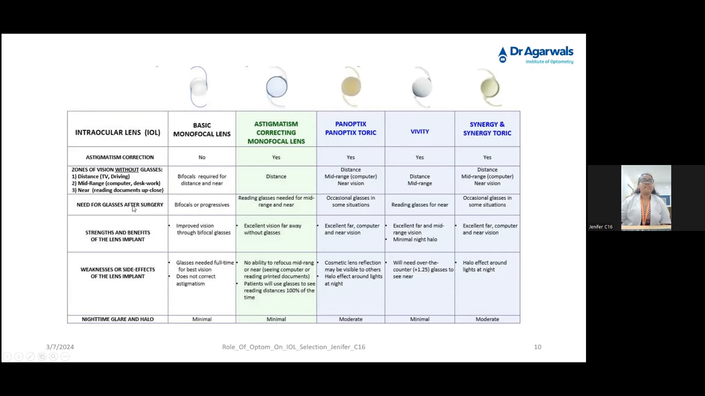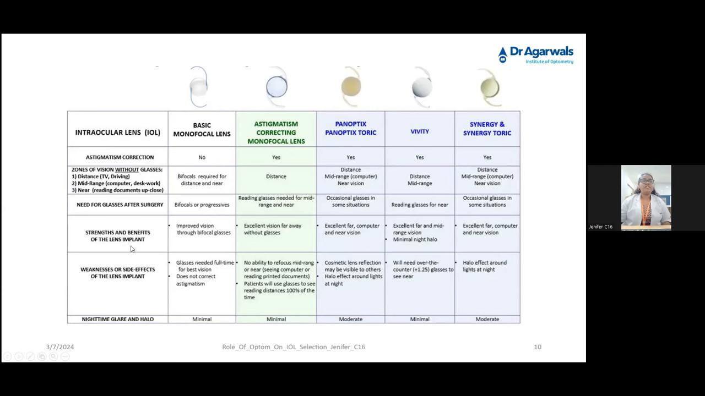Need for glasses after surgery. For basic monofocal lens, we need bifocal or progressive glasses. For astigmatism correcting monofocal lens, reading glasses are needed for mid-range and near. Panoptix and Panoptix Toric, occasional glasses in some situations. Vivity, reading glasses for near. Synergy and Synergy Toric, occasional glasses in some situations.